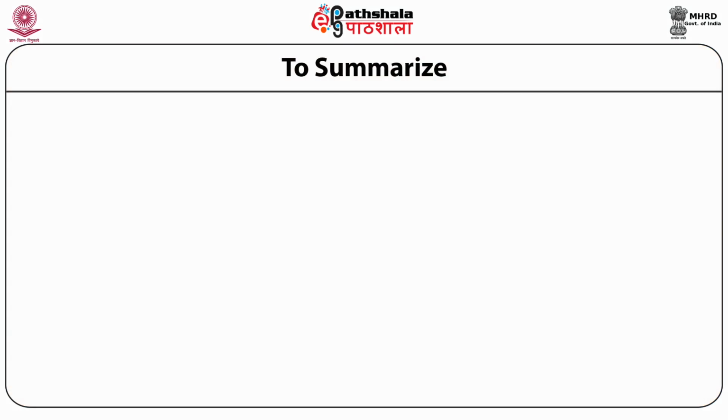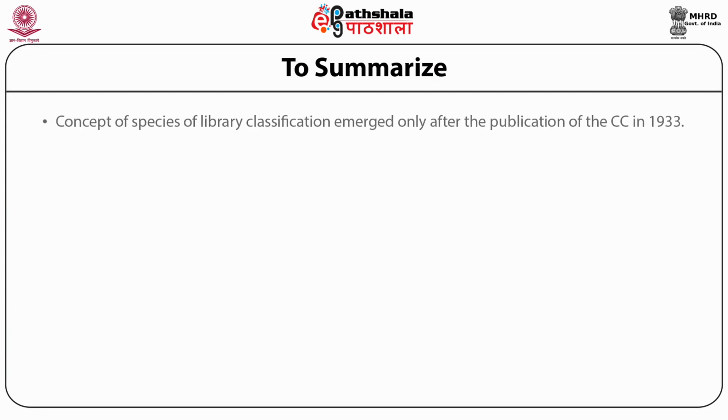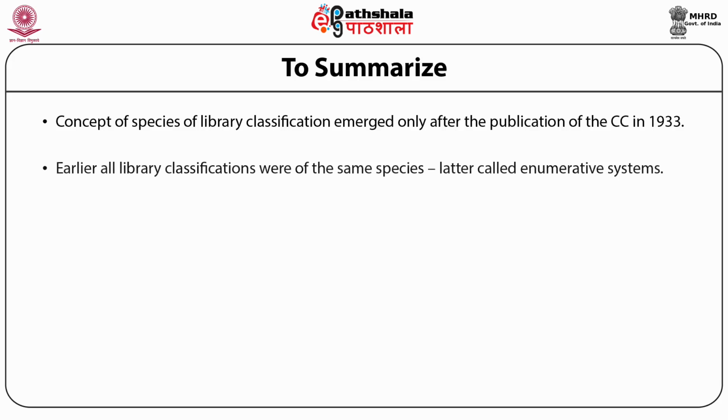To summarize this very interesting evolution of classification systems, we can say that the concept of species of library classification emerged only after the publication of the Colon Classification in 1933. Before that, all systems were only classifications or library classifications. Earlier, all classifications were the same species, later called enumerative systems.